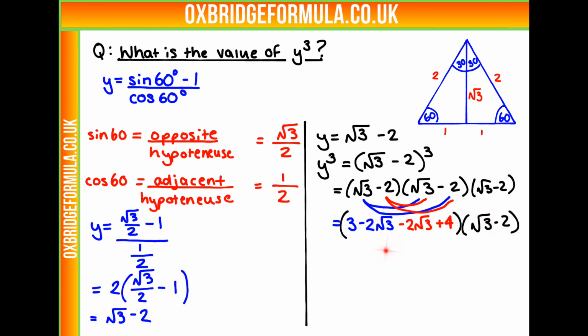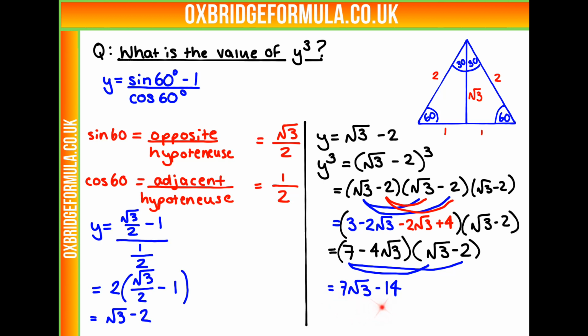We can simplify this bracket down by combining our two unit values, so 3 plus 4, and combining these values too, so that's going to be 7 minus 4 root 3 times root 3 minus 2. If we do the same thing again, timesing these two brackets together, we're going to get 7 root 3 minus 14, and if we times those, we're going to get minus 12 plus 8 root 3.